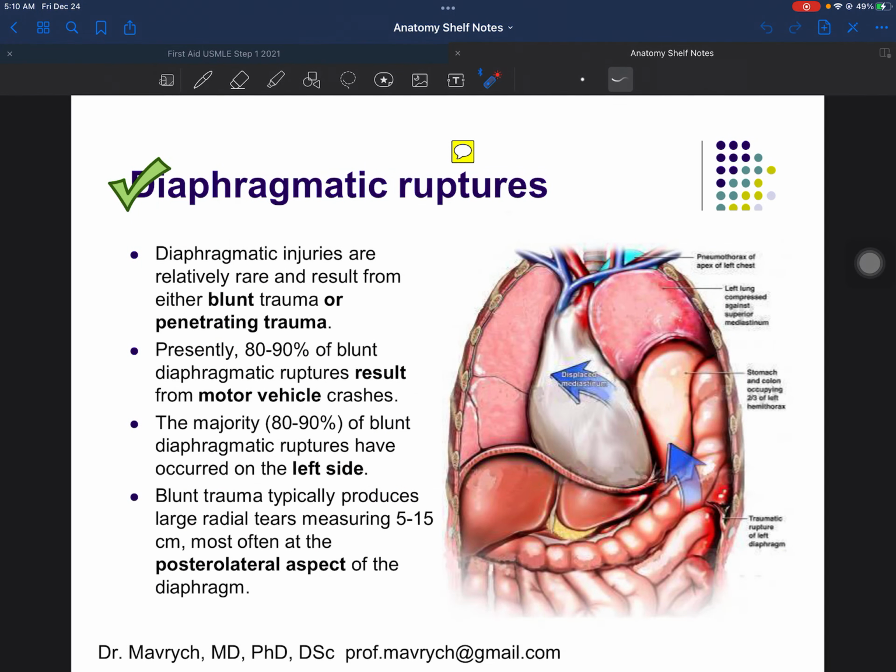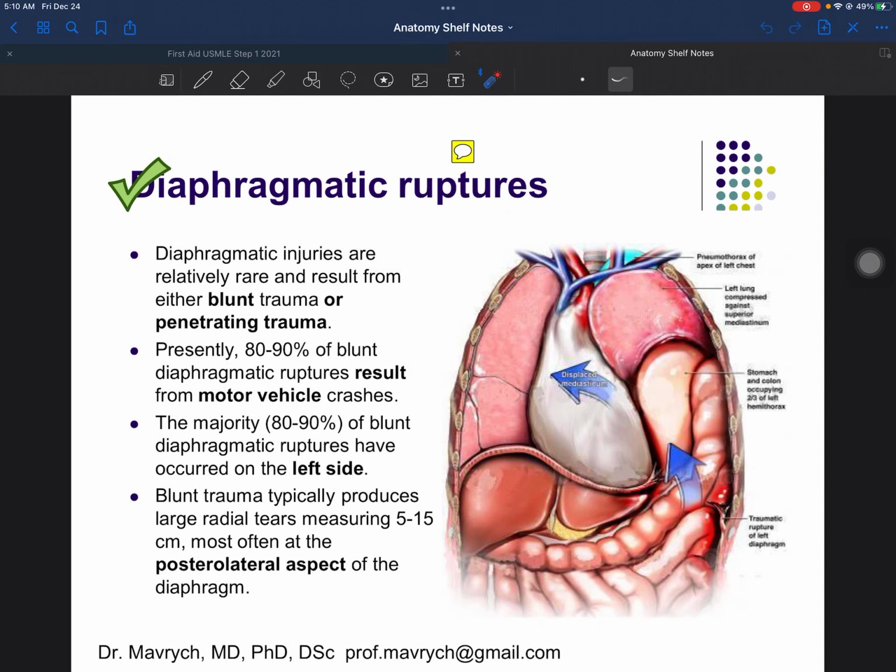Then the next one, we're going to talk about the diaphragmatic rupture. This is the rupture of the diaphragm. What is the rupture of the diaphragm? Diaphragmatic injuries are relatively rare and result from either blunt trauma or penetrating trauma. Blunt trauma is something that just pushes it bluntly, or something that is penetrating that area. 80 to 90% of the blunt diaphragmatic ruptures result from motor vehicle accidents. So this is motor vehicle crashes.